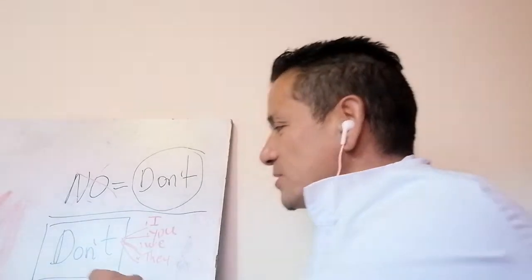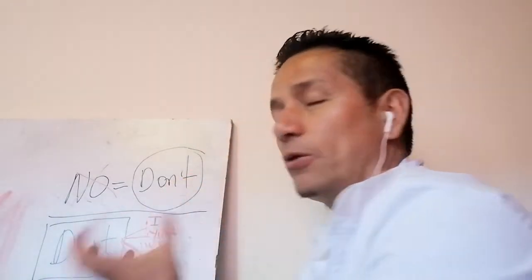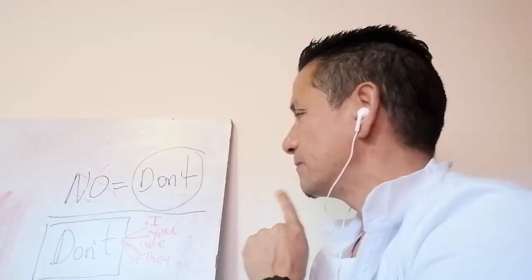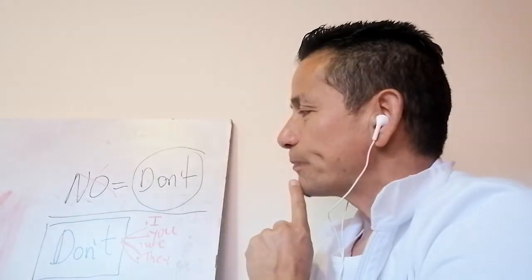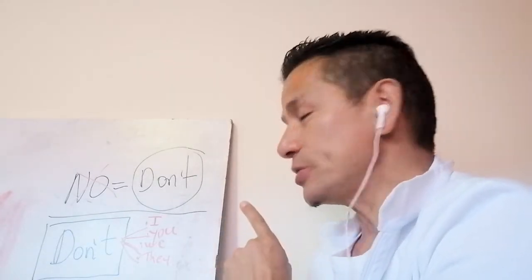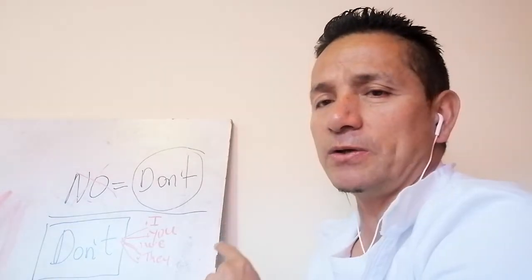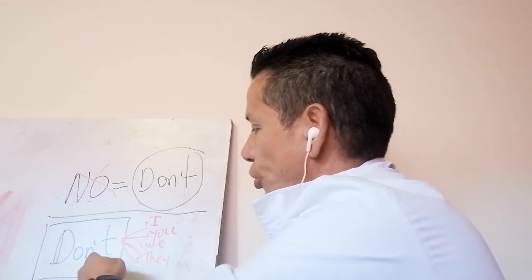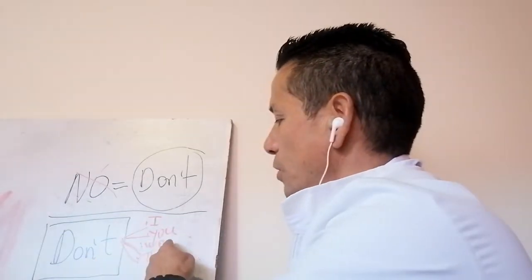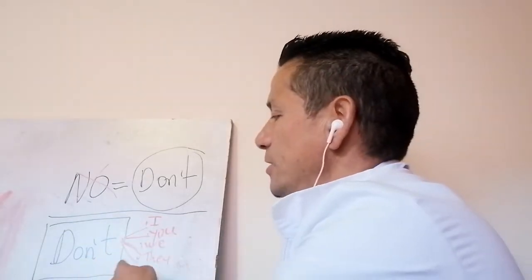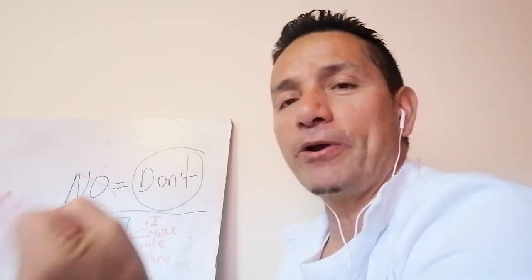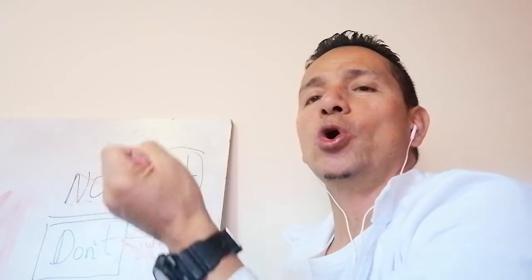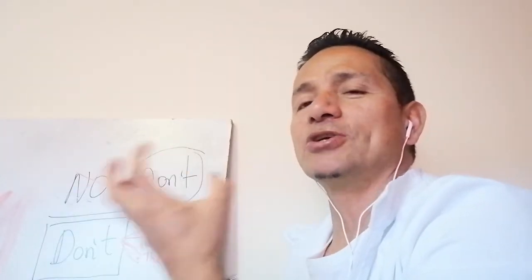So, this is what I want you to understand. ¿Cómo decir la palabra no en inglés? Don't. Primero. Segundo. La palabra don't la vamos a utilizar solamente para cuatro pronombres: I don't, you don't, we don't, they don't. Entonces, por ejemplo, vamos a aprendernos la palabra yo no sé. I don't know.